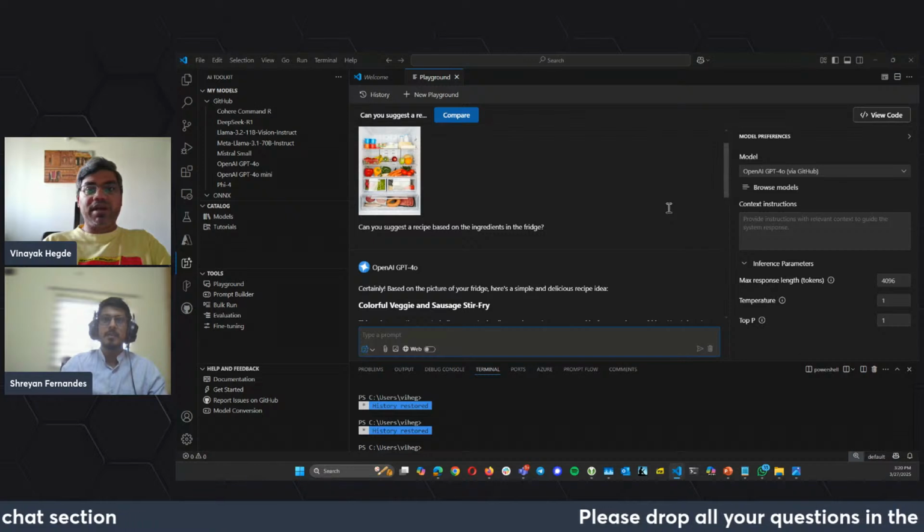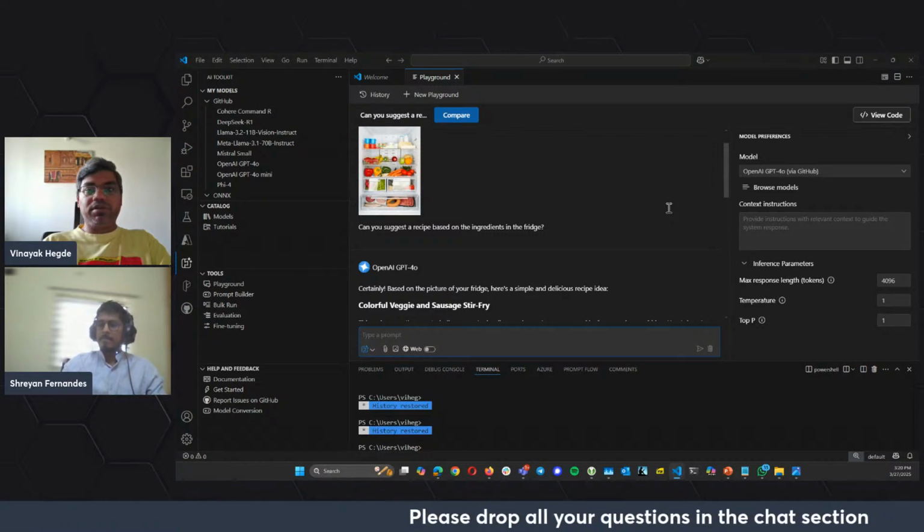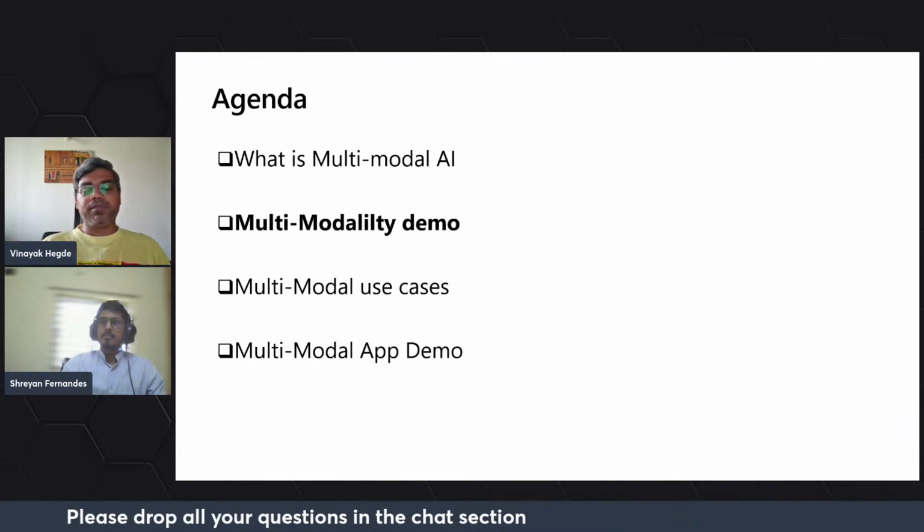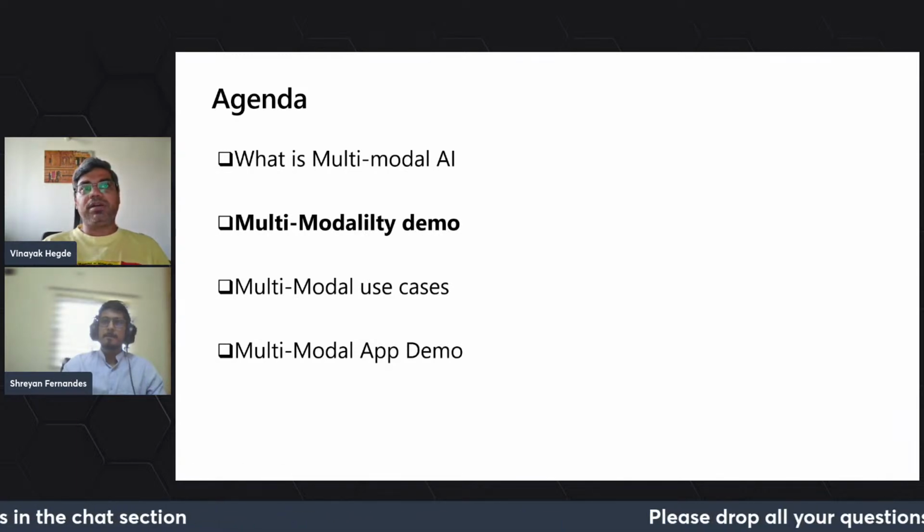So let me go back to the presentation. I wanted to show you what multimodality means, and you saw a good example with images and text, and AI Toolkit has support for this as well now.